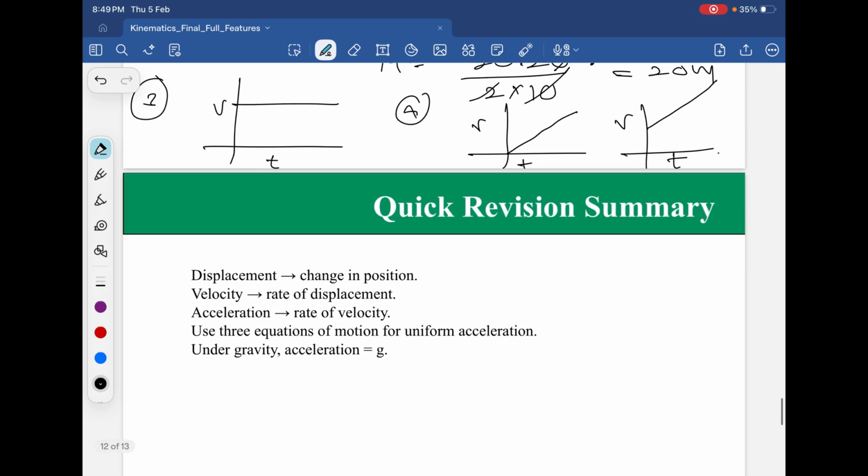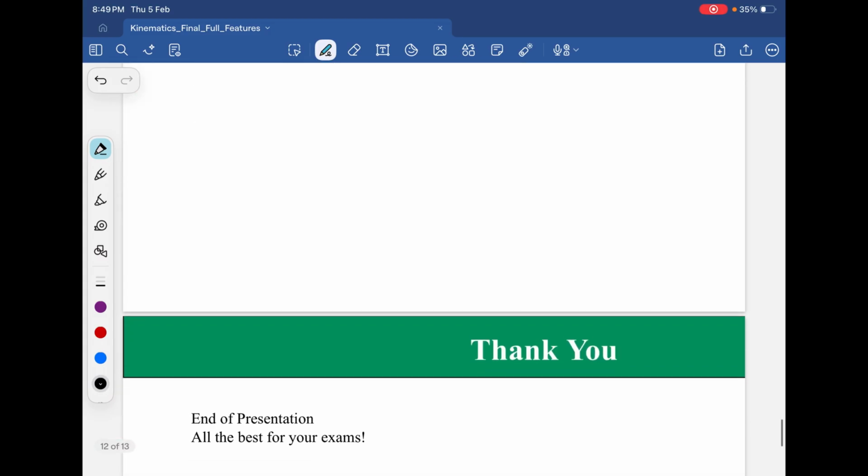Now what we have so far discussed: displacement is change in position, the rate of change of displacement is called velocity, the rate at which velocity is changing is called acceleration, and we are using 3 equations of motion for solving the numericals.